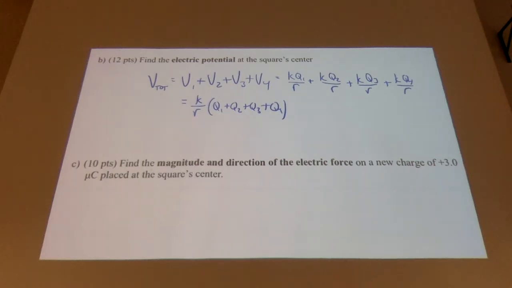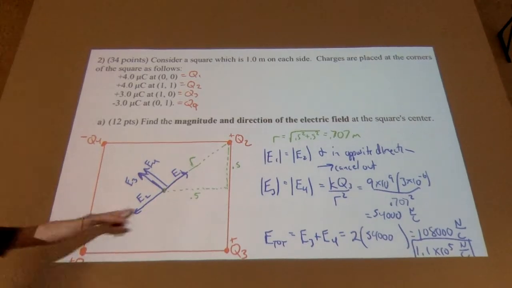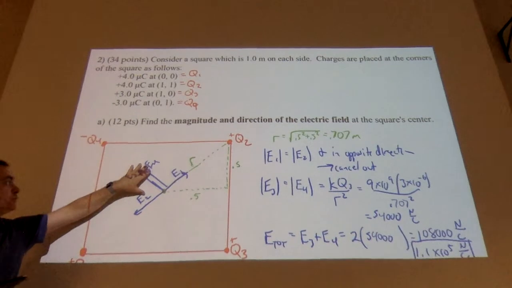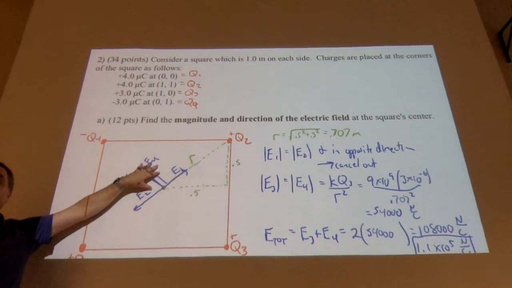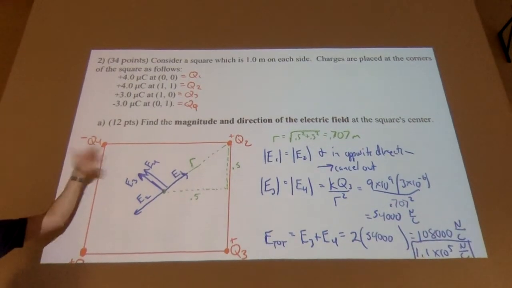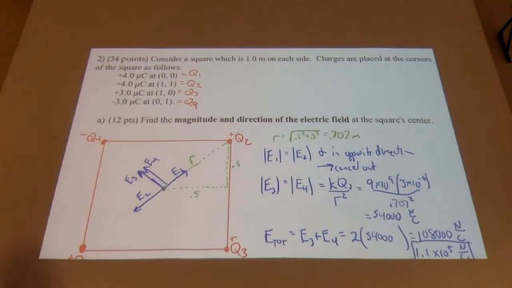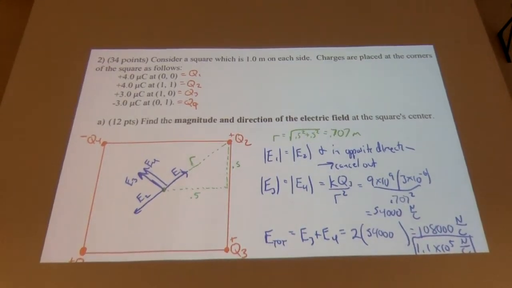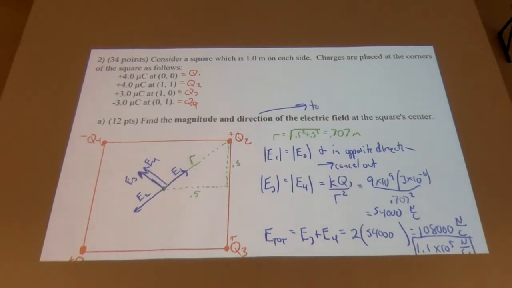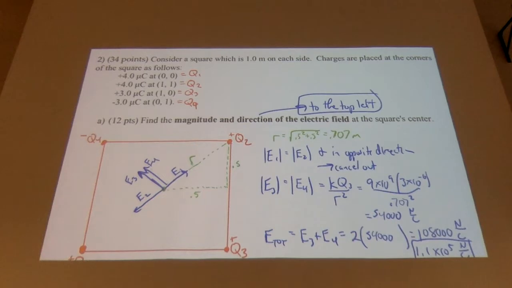Yes? For part A, what was the direction? Oh, what's the direction? The direction is, well, these two cancel, so what's left is just that. I was pretty lenient with that. If you calculated an angle, great. If you just said toward the charge on the top left, that was good. Just something saying that it's up there, okay? The direction is to the top left. So let's say direction.